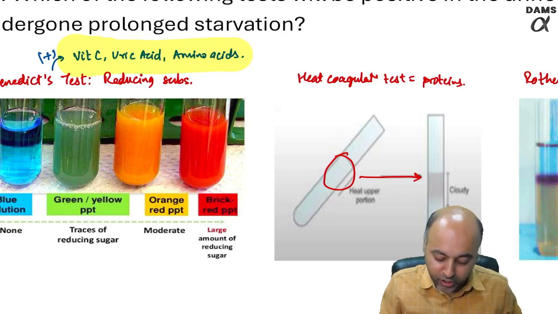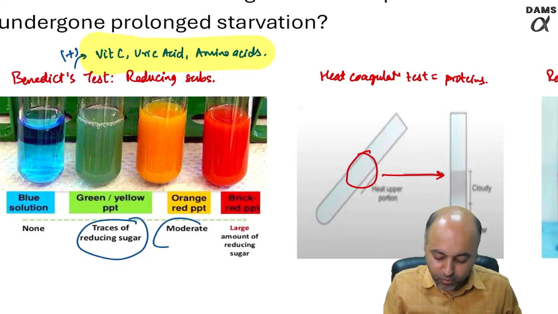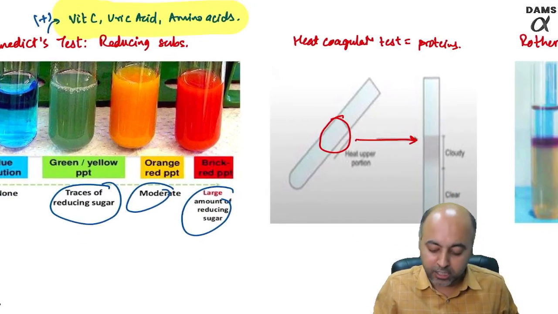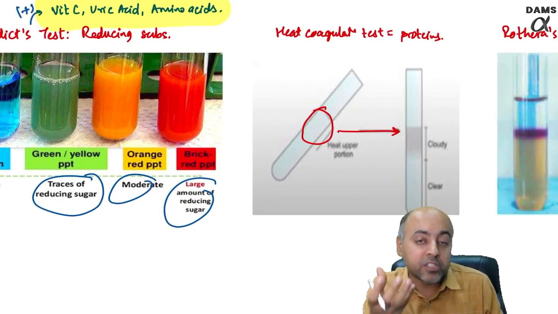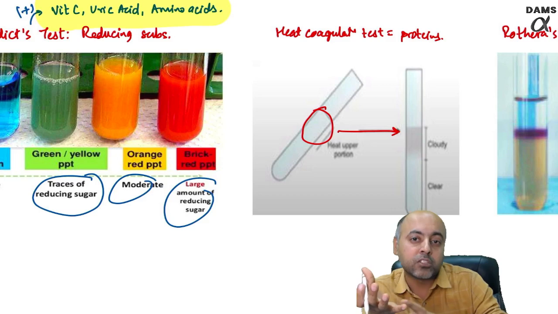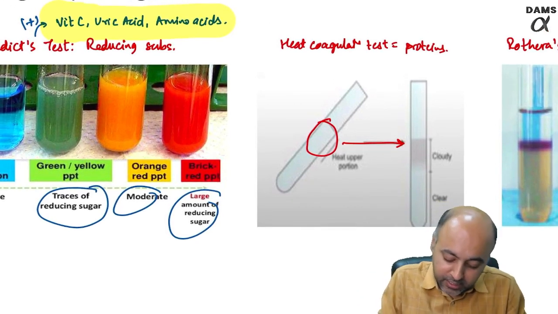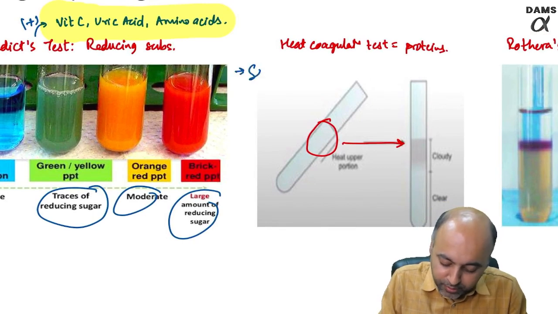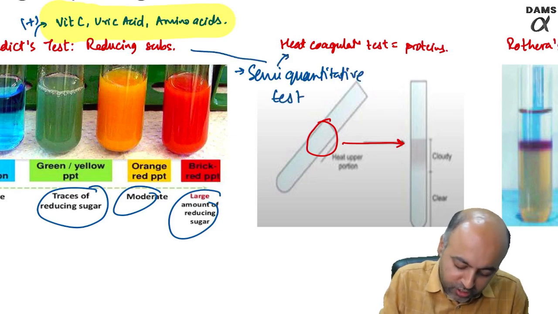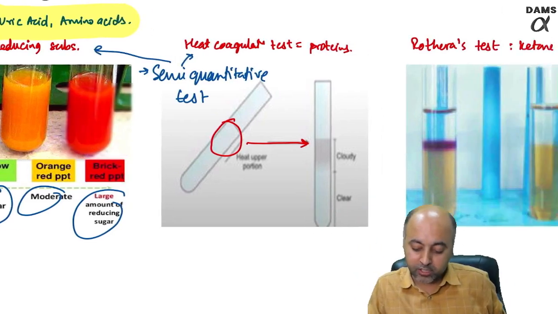The first two tests that we have shown, the Benedict test and the heat coagulation test, both of them are giving you an idea of concentration. See, traces, moderate, large amount. Similarly, here when the frothiness is there, the opacity is there, we give the rating of +1, +2, +3, +4. So, like some of you already wrote, these are examples of semi-quantitative tests.